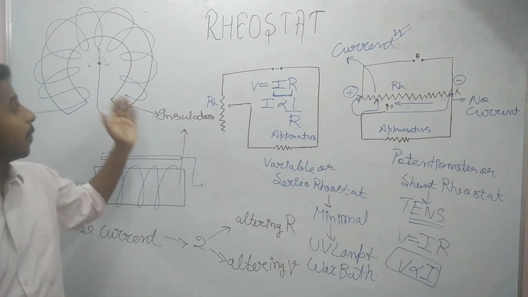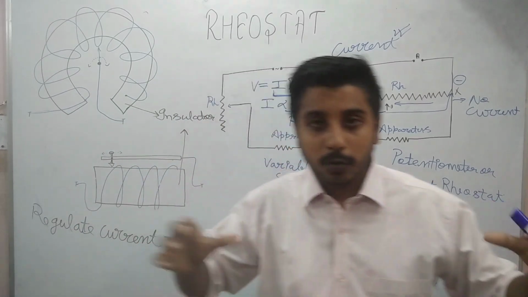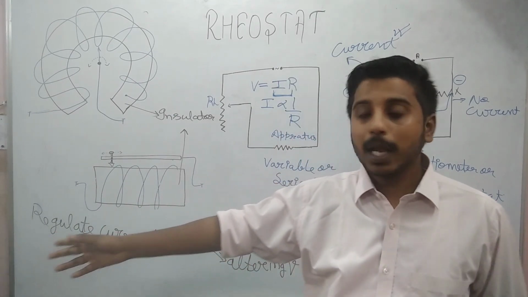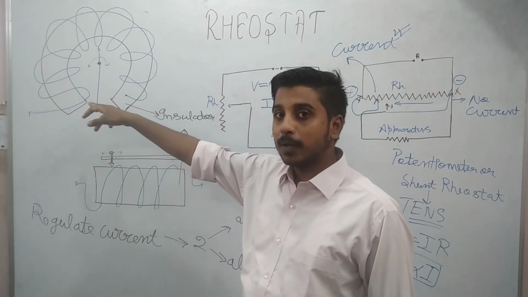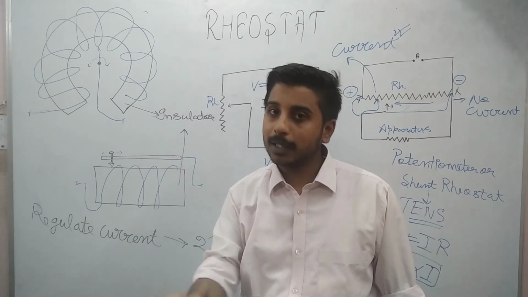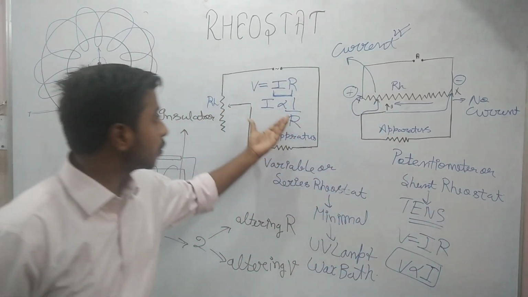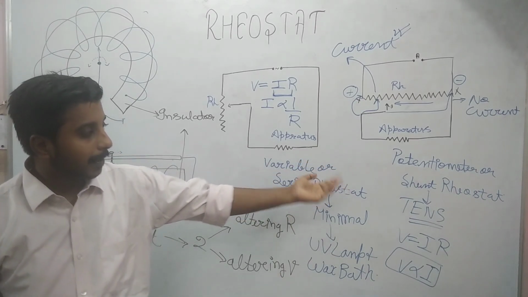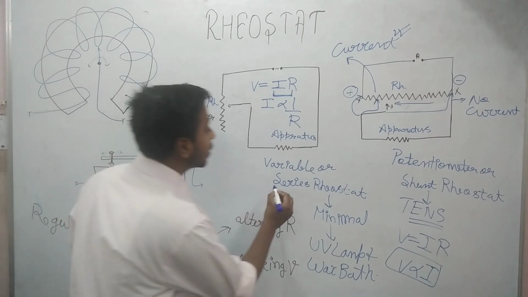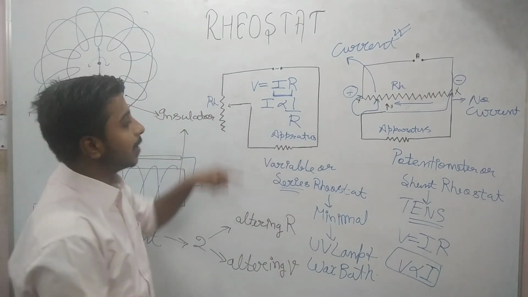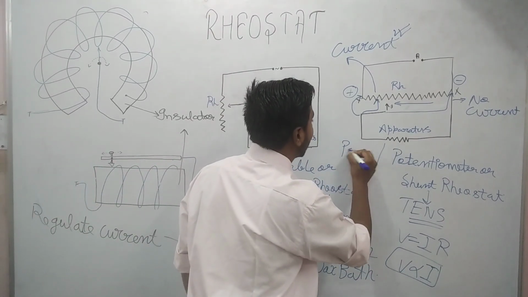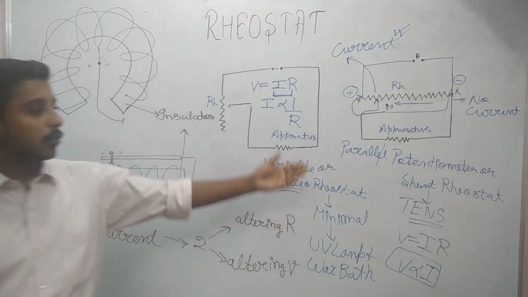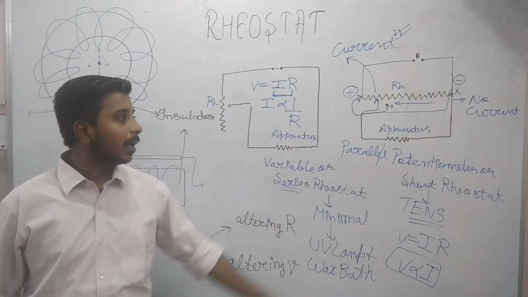Then we came to the construction. It has an insulator on which we have an insulated wire of very high resistance, and small parts are non-insulated, that is we can connect the wire to them simply. And then we have its two types. One is variable or series and the other is potentiometer or shunt rheostat. Here it is called series because it is connected in series, and here we can say it is parallel. This is a parallel type arrangement, so it is also called the parallel arrangement of the rheostat.